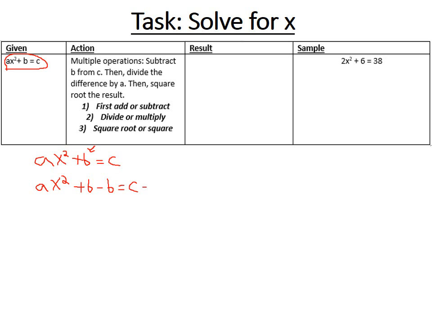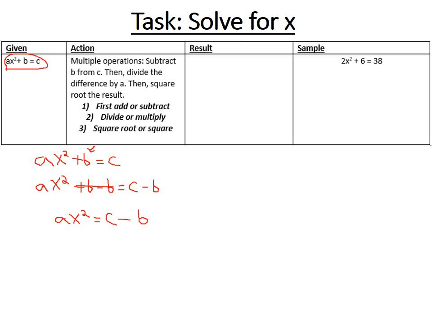If you do an operation on one side, you have to do it on the other side as well, otherwise the other side gets jealous. But we can clean this up. B minus b is equal to 0, so we can get rid of that. So now we're left with ax squared is equal to c minus b. We're not quite done yet. We still need to get rid of the a.